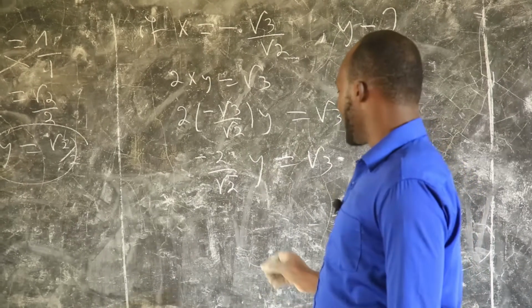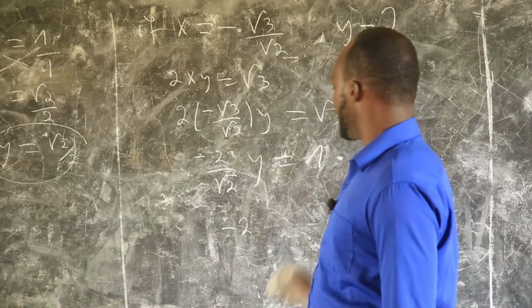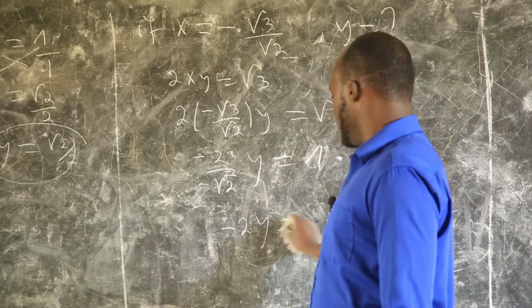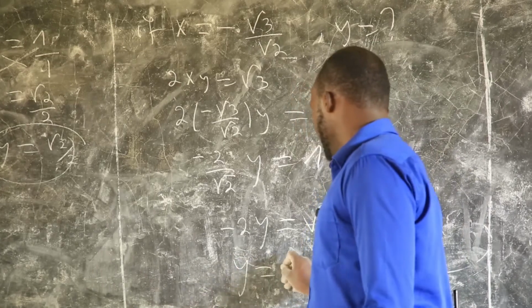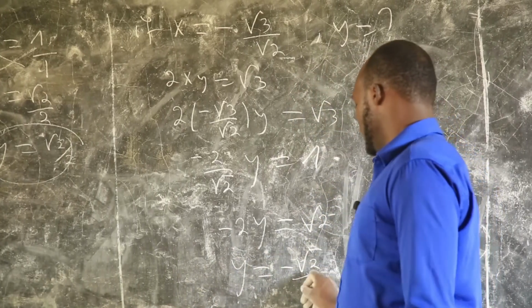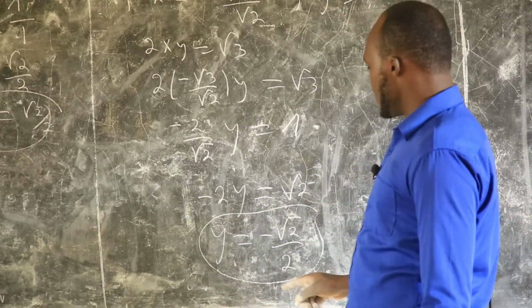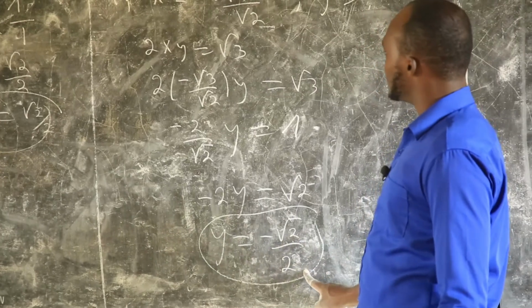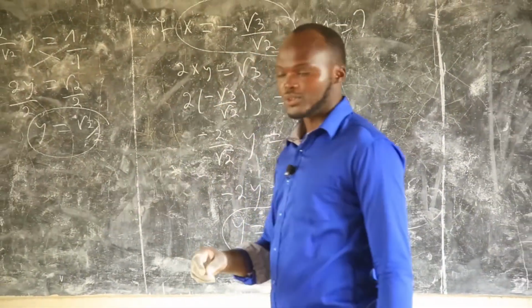Then we cross multiply, negative 2, sorry, this is 1. Negative 2y equal to root 2. Then y will be equal to negative root 2 divided by 2. So when y is negative root 2 over 2, x is negative root 3 over root 2.